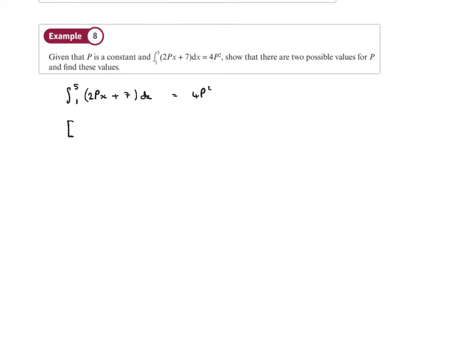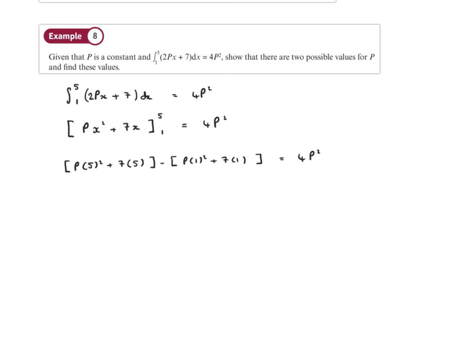So integrating the left-hand side gives us x squared, 2p divided by 2 is just p, plus 7x with our limits 5 and 1, and that's equivalent to 4p squared. Now let's look at the left-hand side. So filling our limits in. So this is going to be p times 5 squared plus 7 times 5 minus, and then filling the 1 in. And again, that is equal to 4p squared. So we're now left with 25p plus 35, and from that we're subtracting p plus 7. Noticing here, keeping my brackets, so I'm being careful because this minus will apply to both terms.